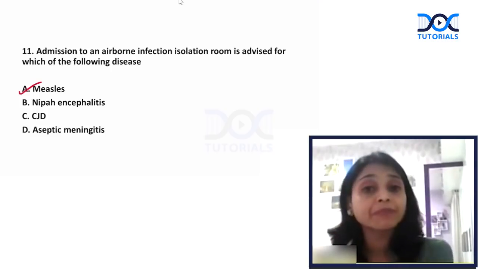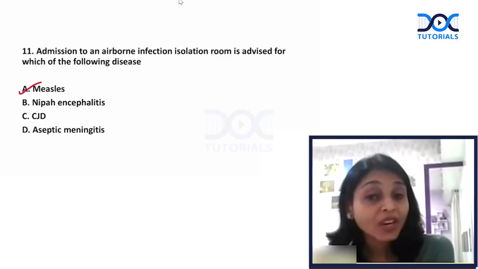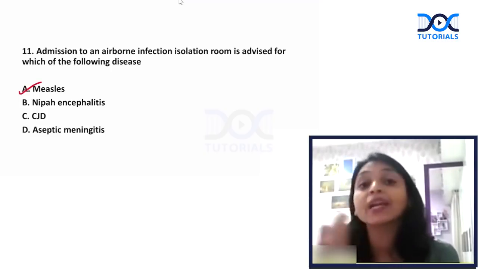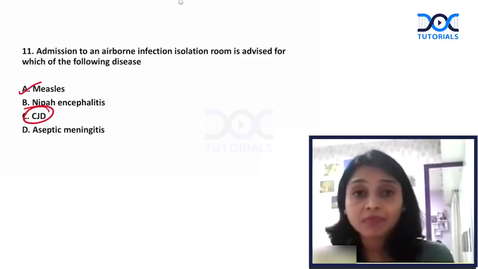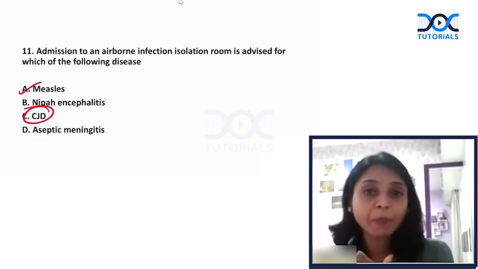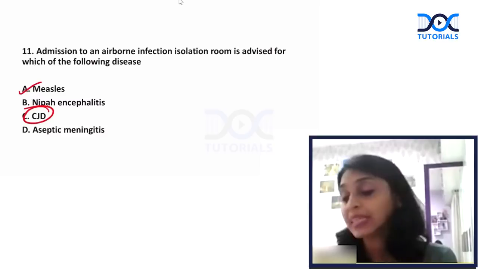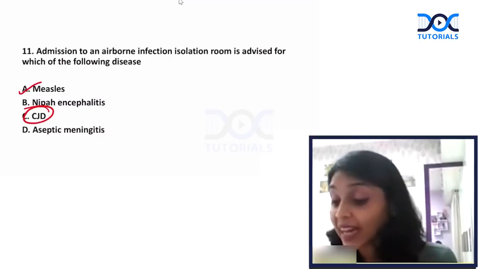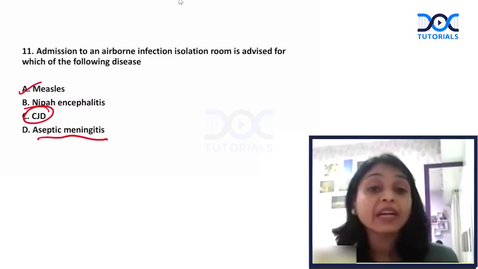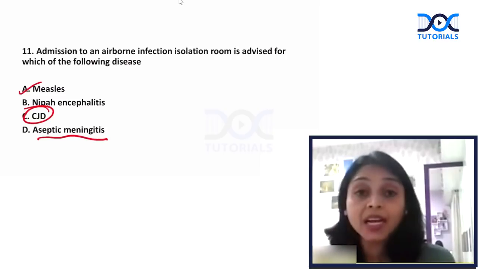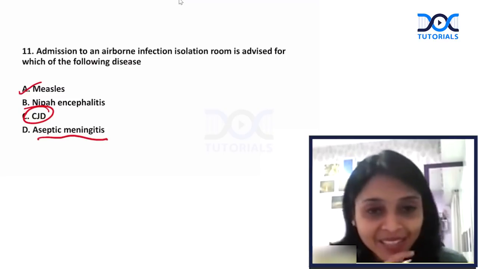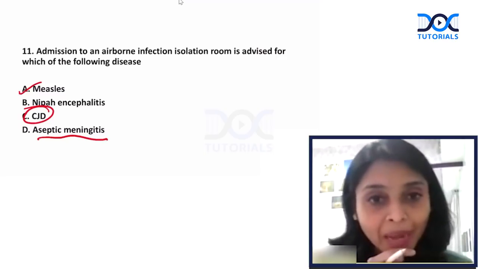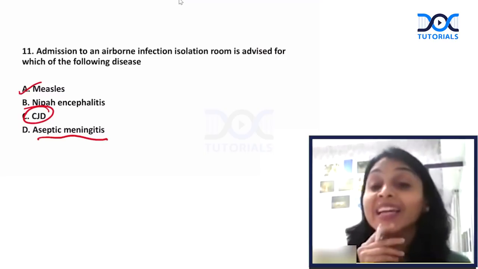What about Nipah? Is it airborne? It's not exactly airborne. It is fomite and droplet. CJD is an encephalopathy. There is no person-to-person transmission. And then aseptic meningitis. What are you asking, Mani? Nipah virus from bat. Yeah, from bat, again, it is not airborne.